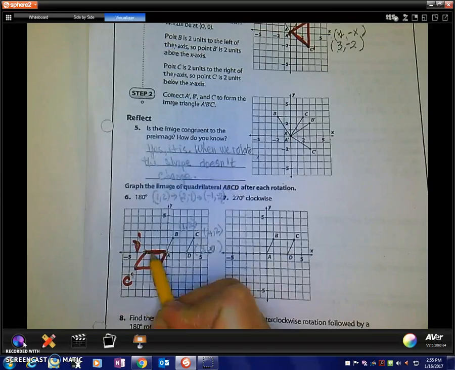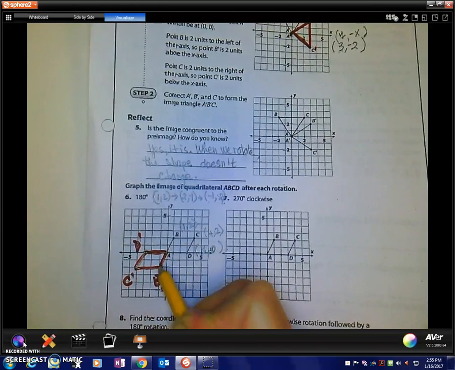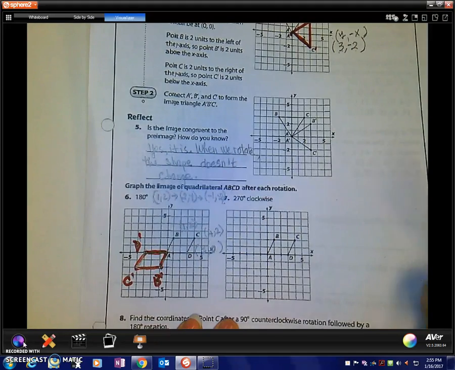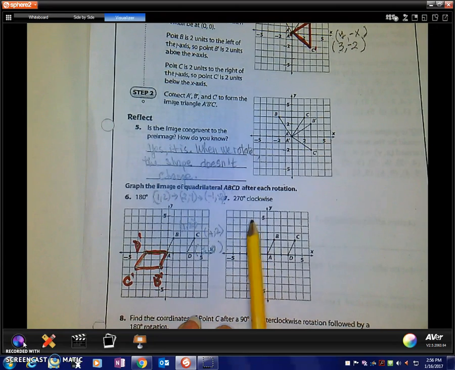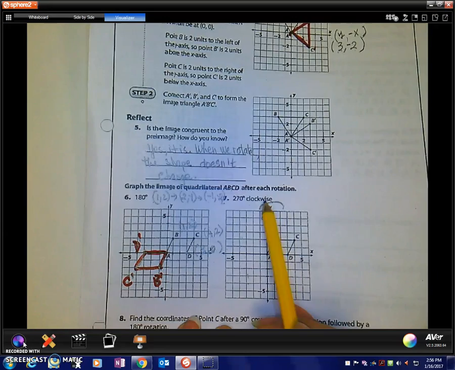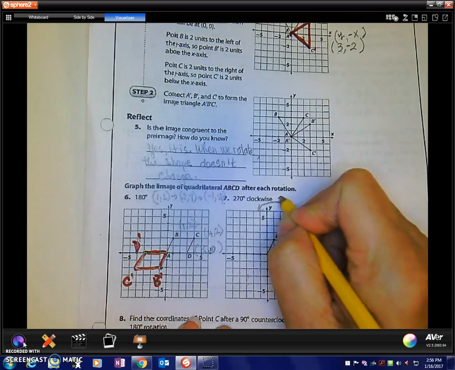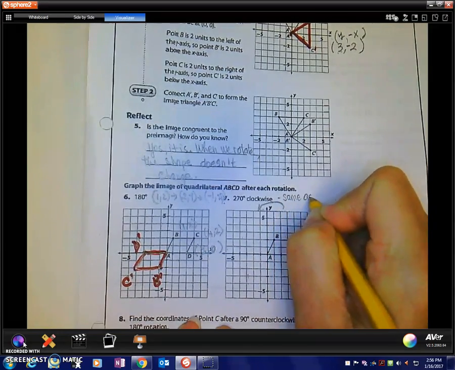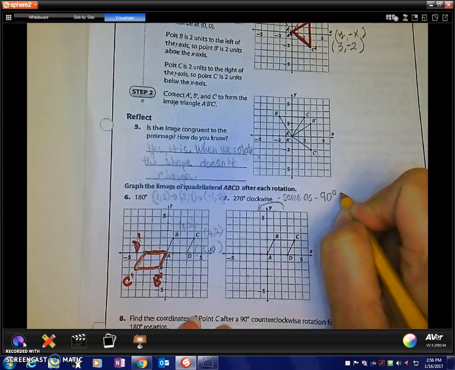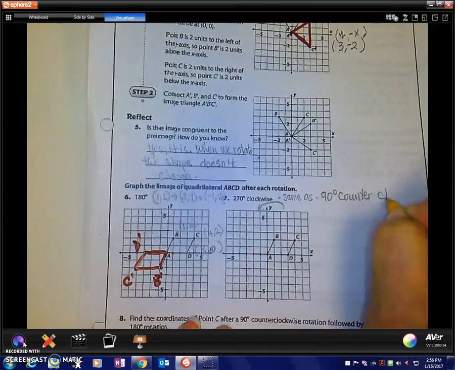Sorry, it's not very straight. How about 270 degrees clockwise? That means we rotate from here. For example, we rotate 90 degrees here, then another 90, so 90 and 90 is 180 degrees. And then we rotate one more time to get 270. What does it mean? It's the same thing as rotating 90 degrees counterclockwise.